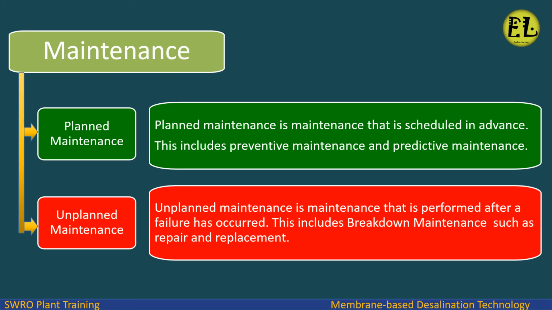Planned maintenance is maintenance that is scheduled in advance. This includes preventive maintenance and predictive maintenance. Unplanned maintenance is maintenance that is performed after a failure has occurred. This includes breakdown maintenance such as repair and replacement.